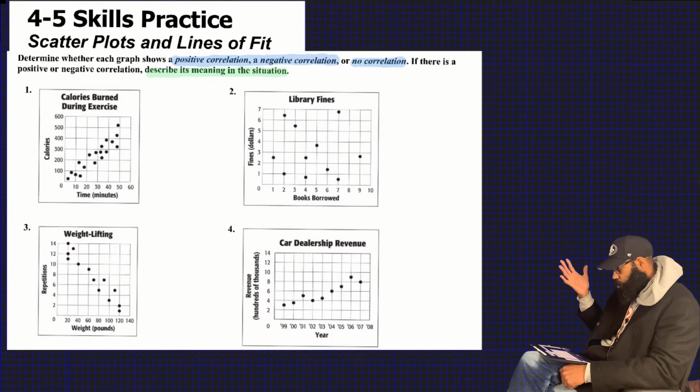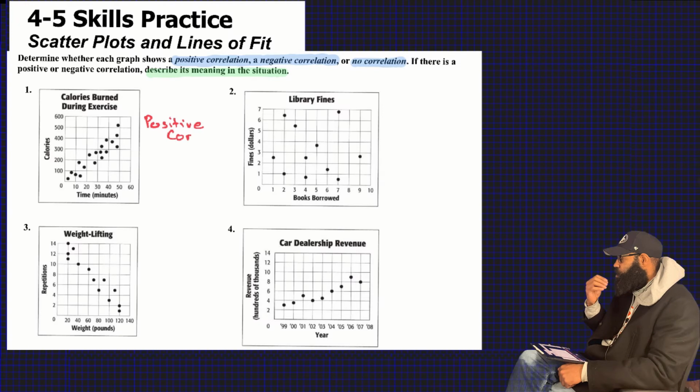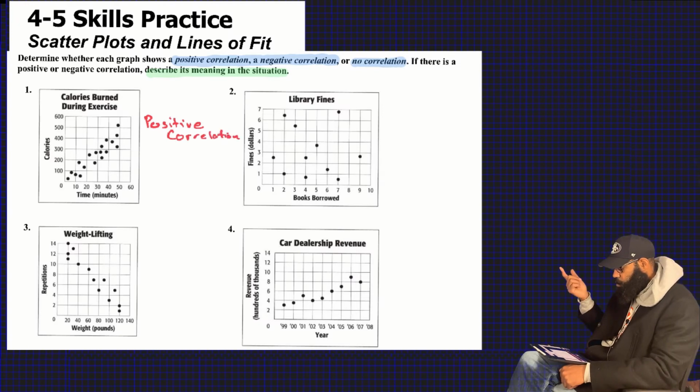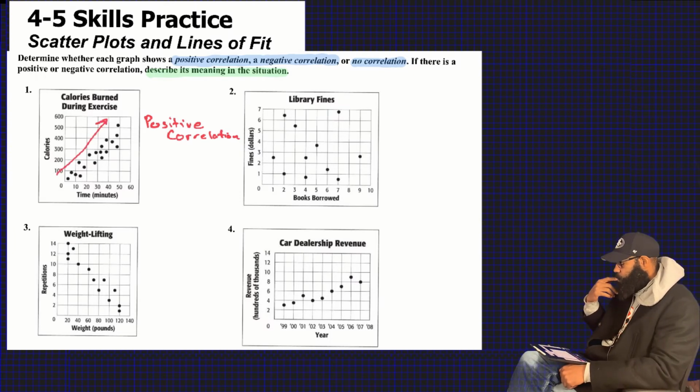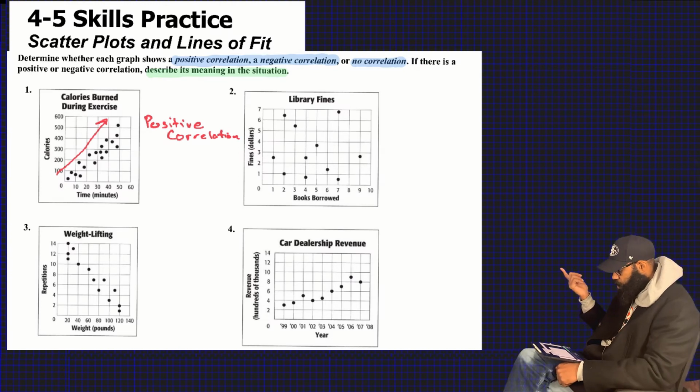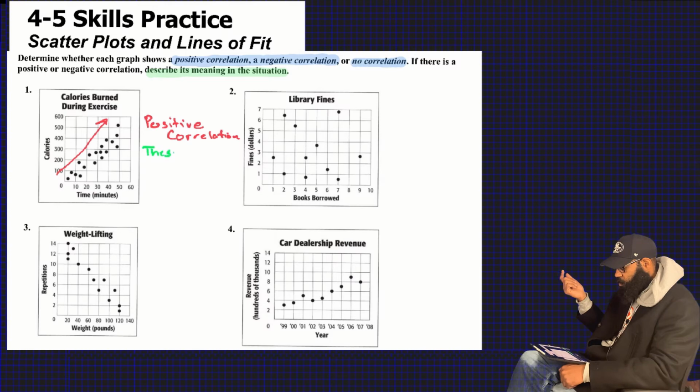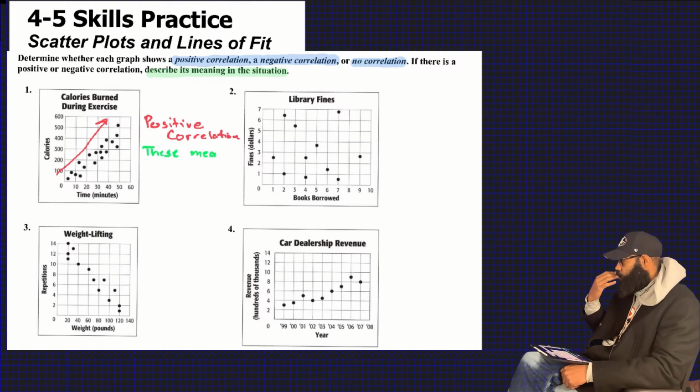So first one, number one, looks like calories burned during exercise. Well, I recognize that there's a positive correlation because it looks like those little dots are going upward. Started down there at 0, ended up all the way up there at 500, right? It's going up, positive correlation. And you can tell the time spent, whether it was 30 minutes, 40 minutes, or 50 minutes, the more time spent, the more calories you burn.